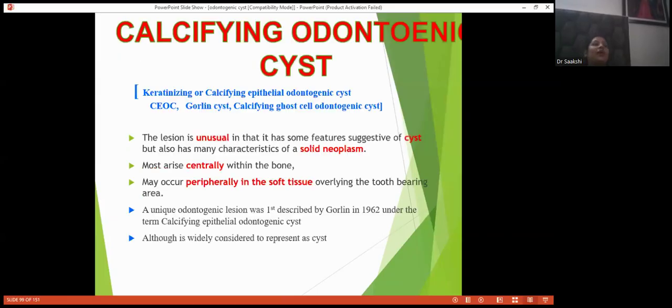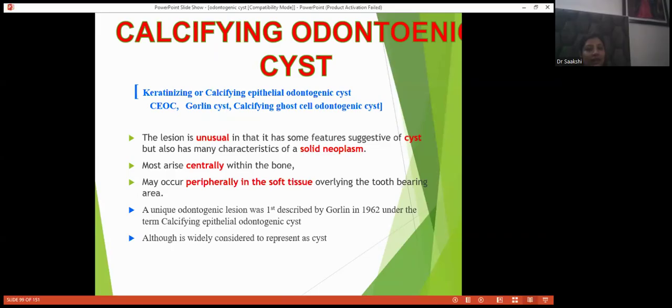The next important cyst is your calcifying odontogenic cyst, which is also called keratinizing or calcifying epithelial odontogenic cyst, or CEOC, that is calcifying epithelial odontogenic cyst, and then Gorlin cyst and calcifying ghost cell odontogenic cyst.